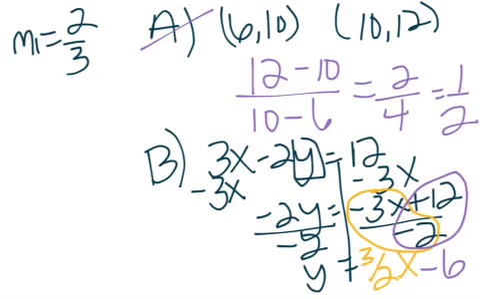Now, which one of those is the slope? The yellow or the purple? The yellow. The yellow is 3 over 2. That is the slope. That is m. Is that my slope I was supposed to get? No. So B is not correct.